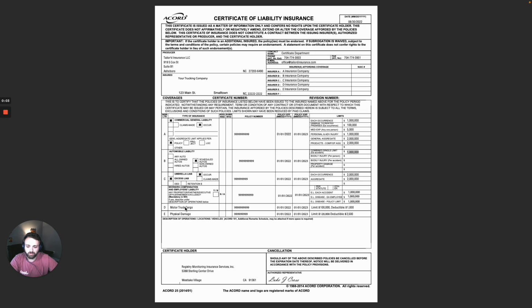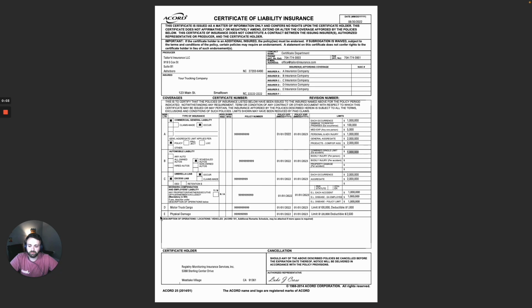Alright, next is your cargo coverage. Most truckers are going to have this coverage, and these are just industry standard limits. It's $100,000 with a $1,000 deductible, so you have up to $100,000 for the commodities that you're hauling. Some may need more, some may need less or none at all, but this is industry standard.